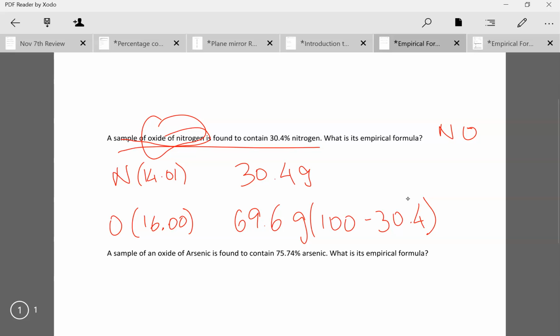And you can continue. Again, you have to calculate number of moles. You do 30.4 divided by this, divided by this, find mole ratio, etc. I'm not going to go through all of that, but this is how you calculate it if one is not given to you.